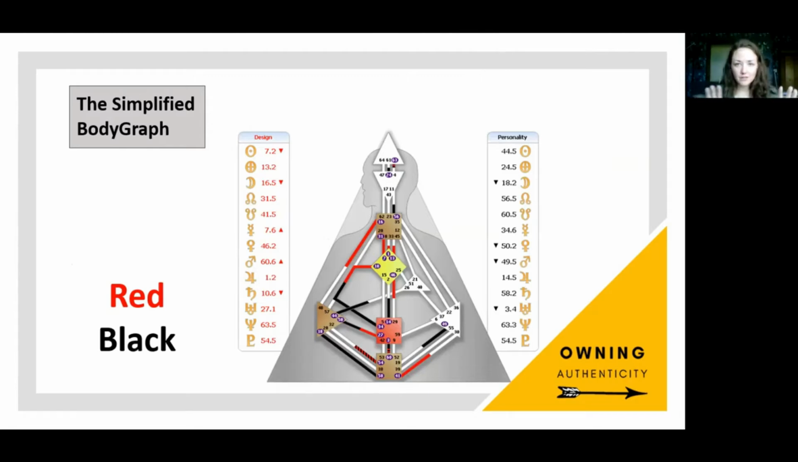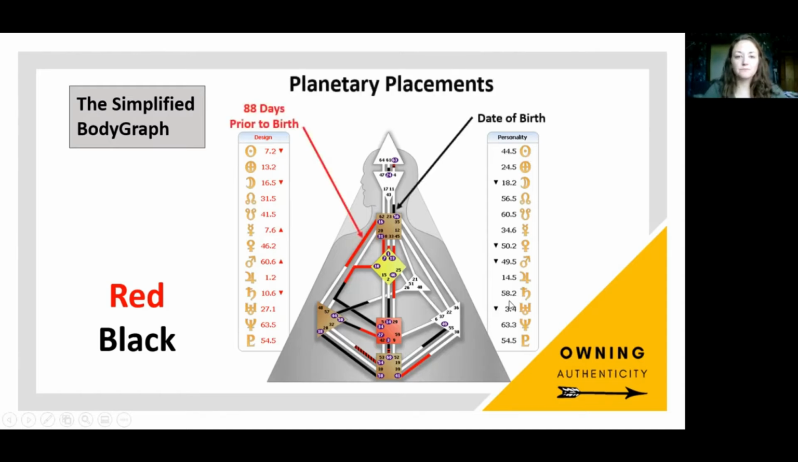Very first, to begin to understand the simplified body graph, we're going to differentiate between red and black. You see red and black lines on your body graph. On the left, there's a red column, and on the right, there is a black column. These two lists are your planetary placements. On the right, the black column called personality, those are the planetary placements from the date of your birth. And on the left, the design column, those are the planetary placements 88 days prior to your birth. So that's what the two different columns mean.